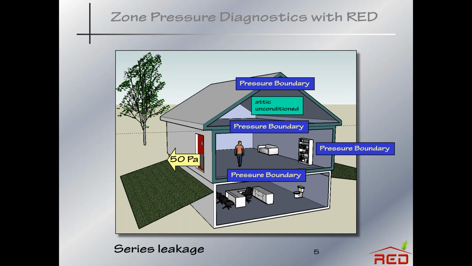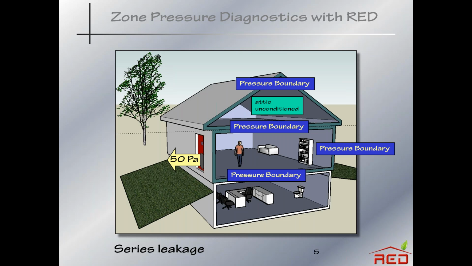So what's it all about? Well, with zone pressure diagnostics, we must identify pressure boundaries. You can see there are 4 pressure boundaries or air barriers that are called out on this slide. It's a simple house, a 1-story, and a basement.